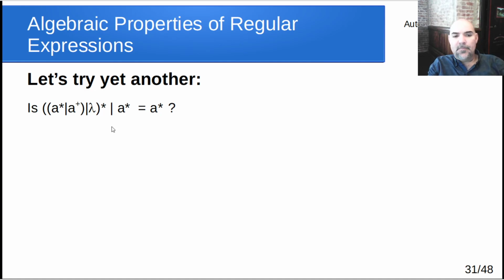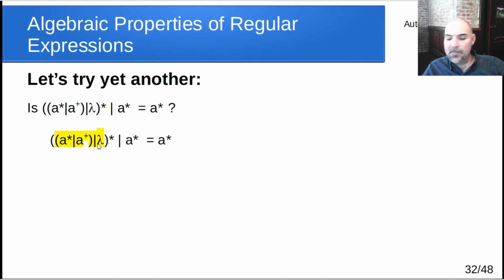All right, so the first thing I'm going to do is notice we have two things grouped, and all three of them are using union. And that brings up the ability to now regroup those for that associative property. So I'm going to regroup, instead of having the A star union with A plus, I'm going to group that around A plus union with lambda.